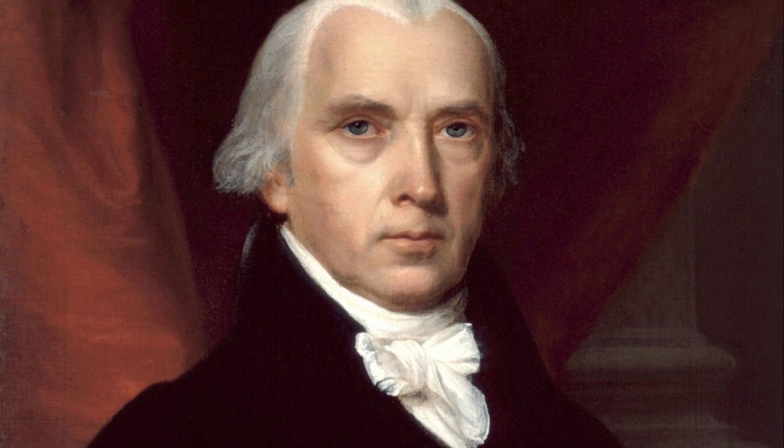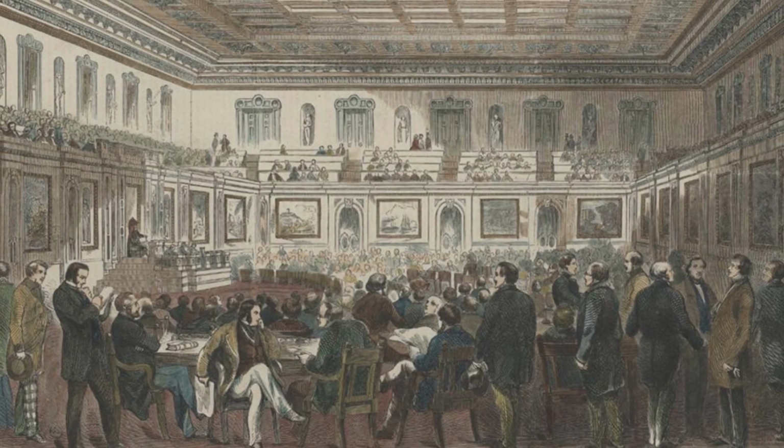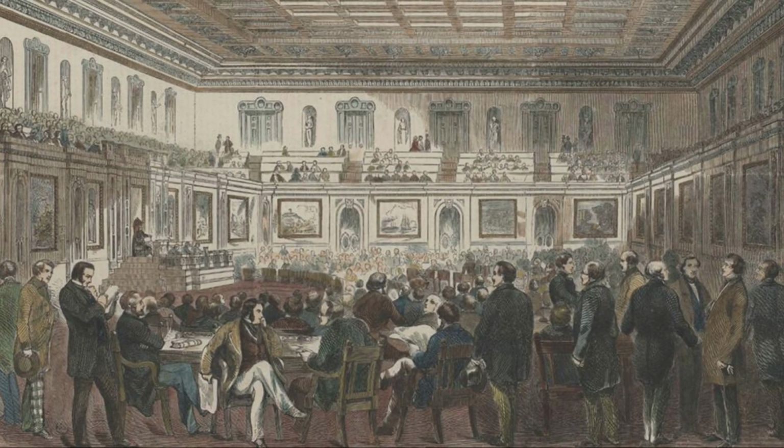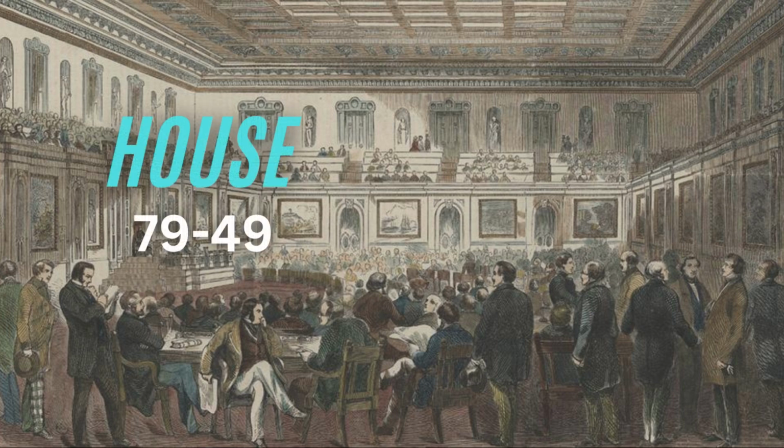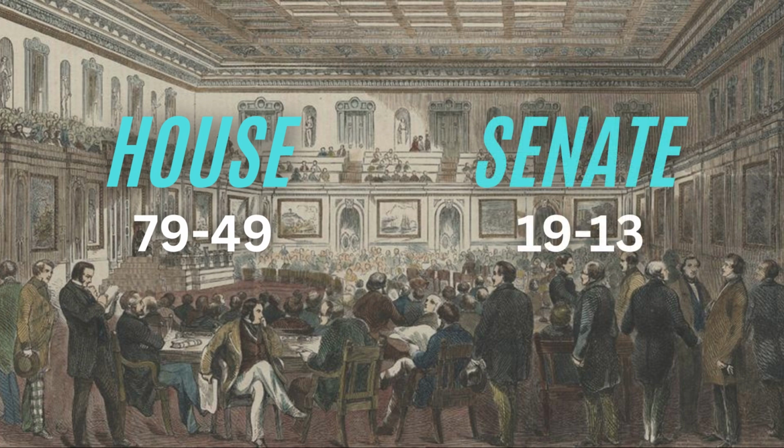On June 1st, 1812, President James Madison took a bold step. Standing before Congress, he asked for a declaration of war against Great Britain. After weeks of debate, Congress approved the declaration, but just barely. The vote was the closest margin for any war declaration in U.S. history, 79 to 49 in the House of Representatives and 19 to 13 in the Senate.